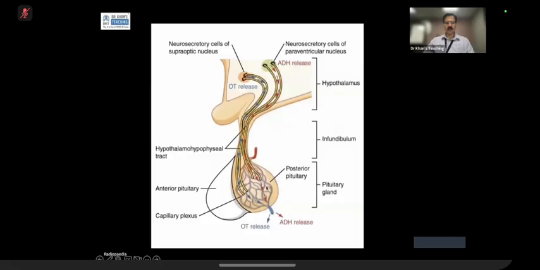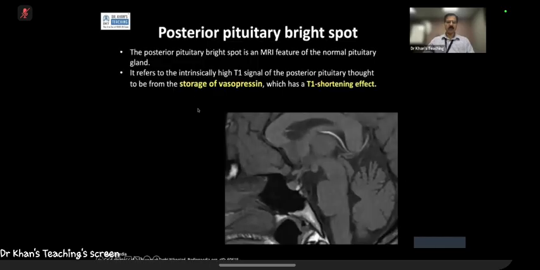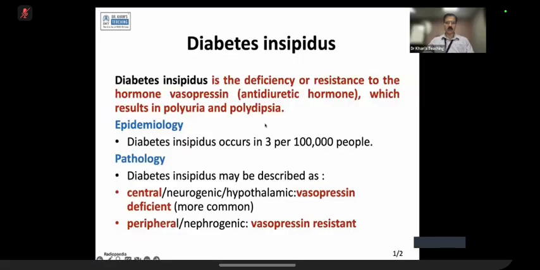that is stored here. The ADH is stored here. And this is the concept again from Radiopaedia. Posterior pituitary bright spot is an MR feature of the normal pituitary gland. It refers to intrinsic high T1 signal in the posterior pituitary, thought to be due to storage of vasopressin, which has a T1 shortening effect, just like hemorrhage or methemoglobin.